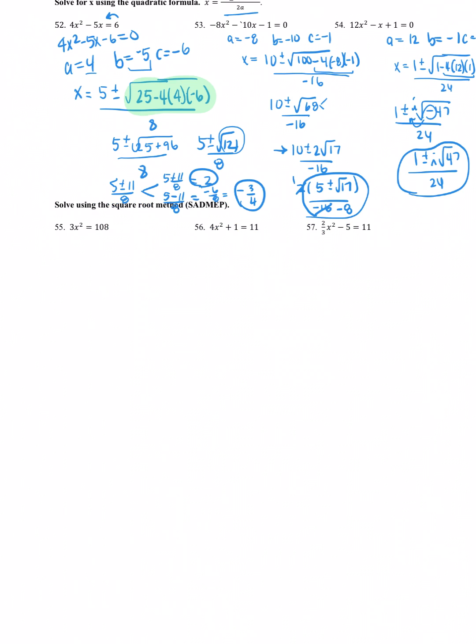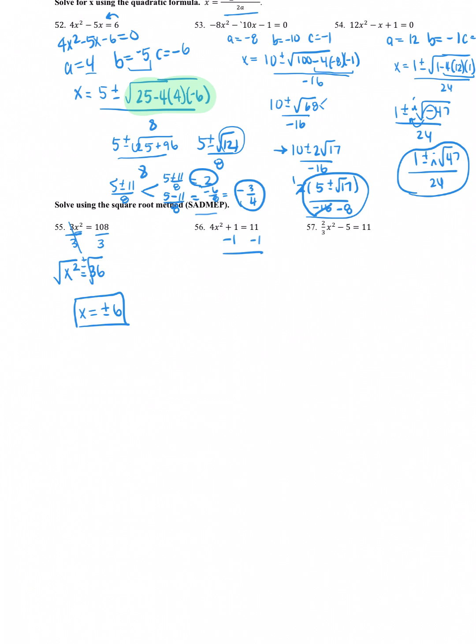All right, solve using SADMEP, the reverse order of operations. You're trying to undo the x, but you have x squared, so you have 2 answers. So you'll have a plus or minus. So you first divide by 3. That's going to give you 36. So we have x squared equals 36. When I now undo the squared by taking the square root, I have to put the plus or minus to get my 2 answers. So I get x equals plus or minus 6 because that's a perfect square.